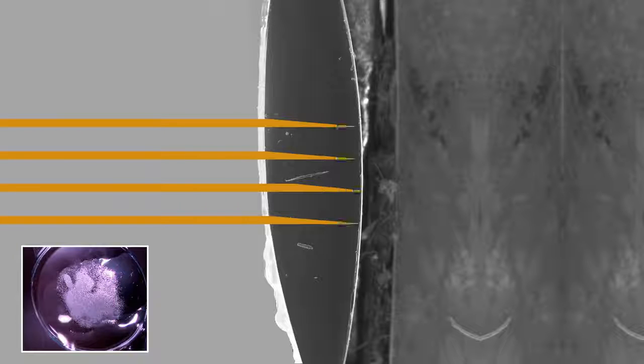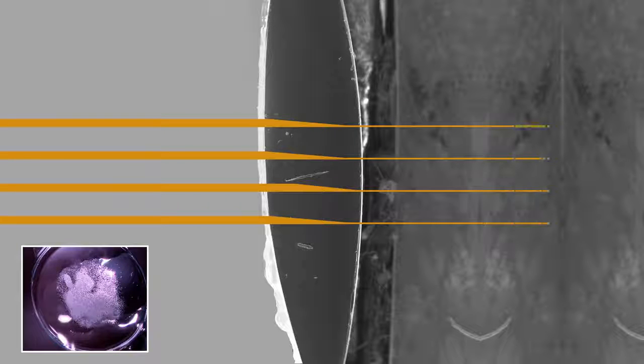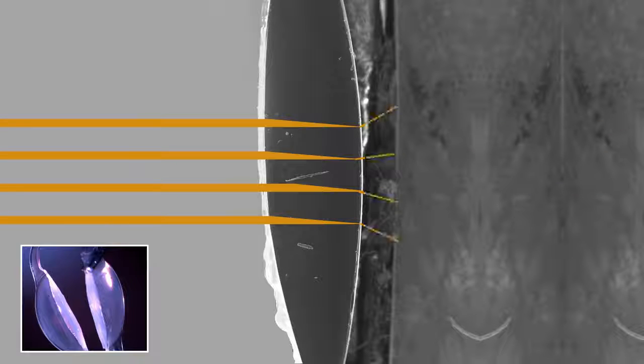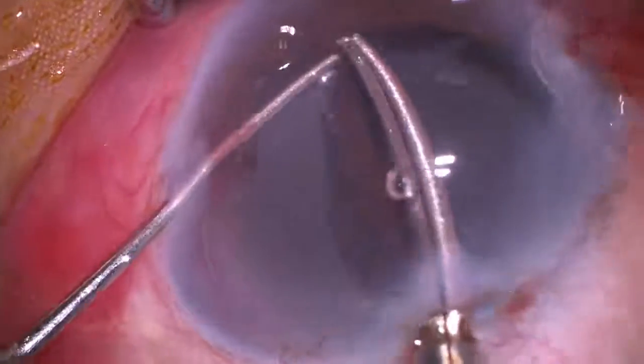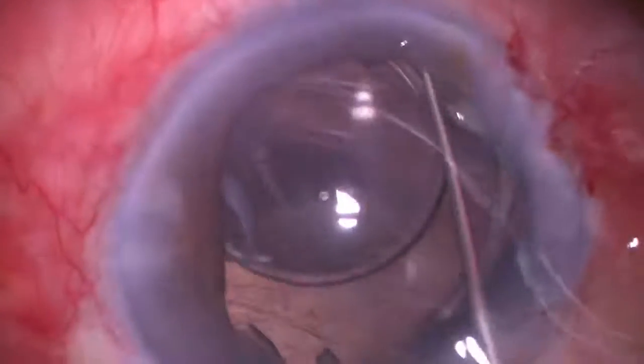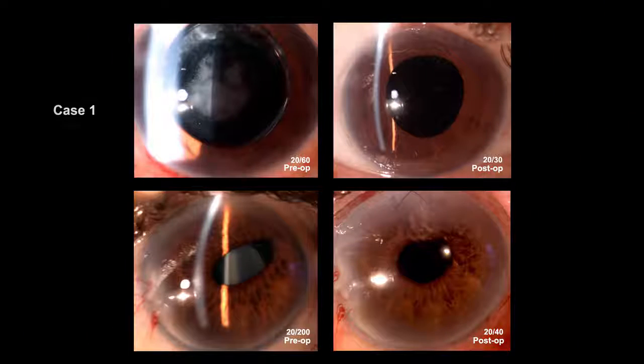Opaque IOL reduces the amount of light reaching inside the eye. It also causes diffraction of light, decreasing the visual acuity and contrast sensitivity. Thus, replacement of opaque IOLs result in clear optical media, good visual acuity, better contrast sensitivity, and enhanced patient satisfaction.